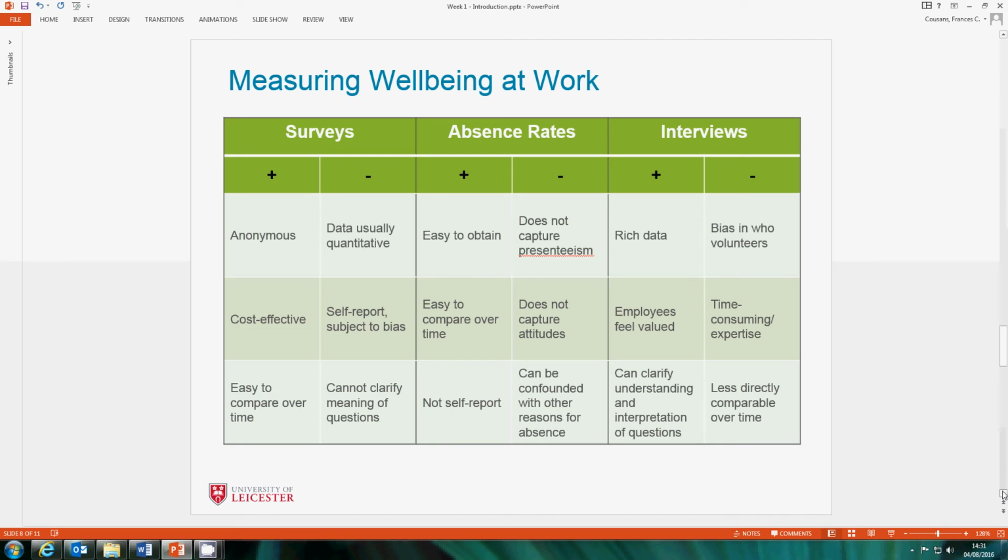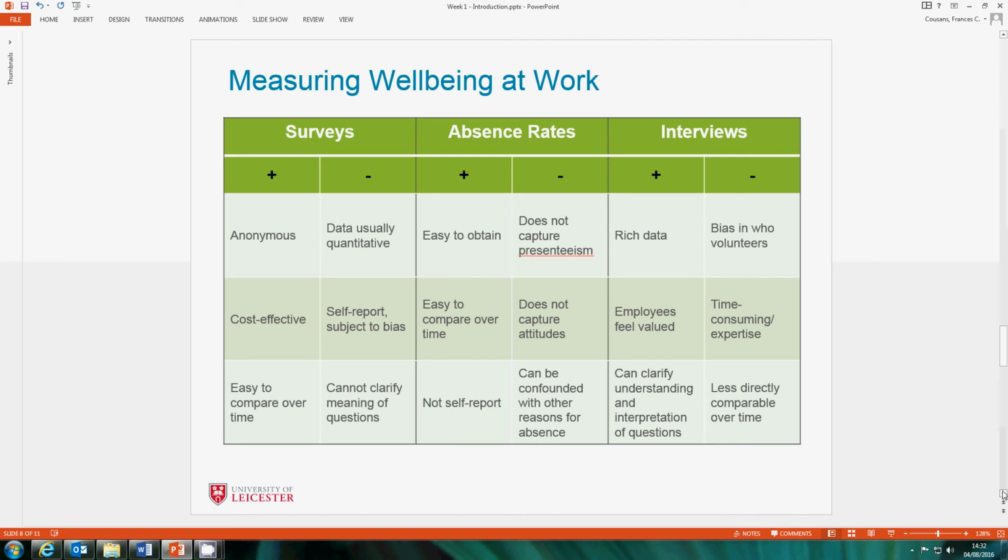really anonymous. A second positive is that surveys are relatively cost effective because they don't take as long to complete and analyse compared to, for example, interviews, which provide qualitative data. This also means that results can be easy to compare over time and benchmark against other companies using similar surveys or against your own company over time.